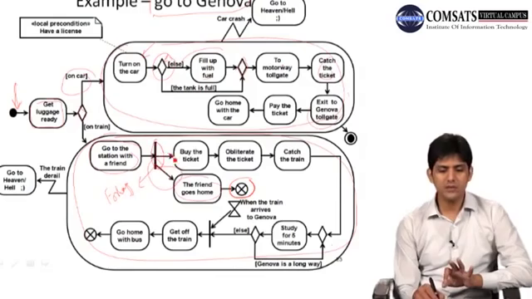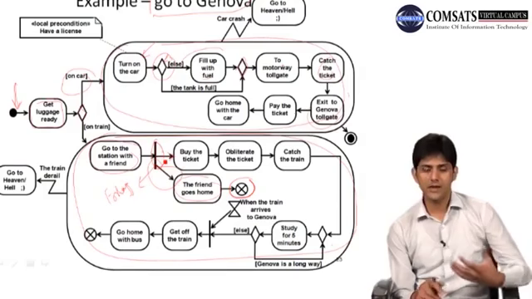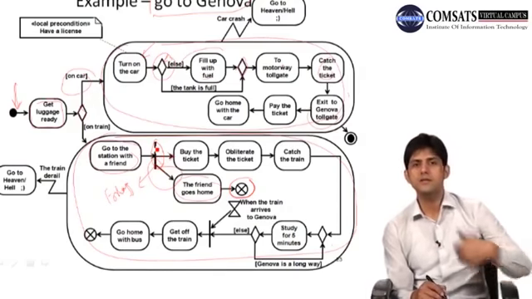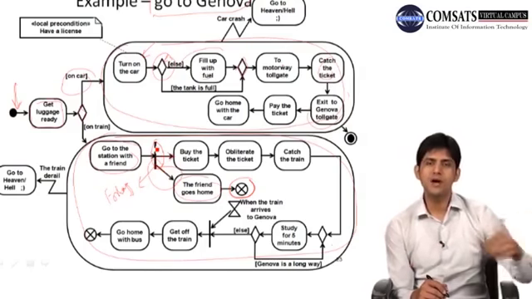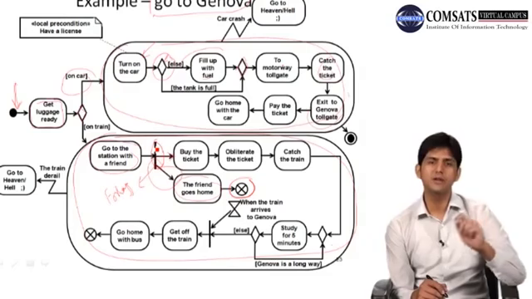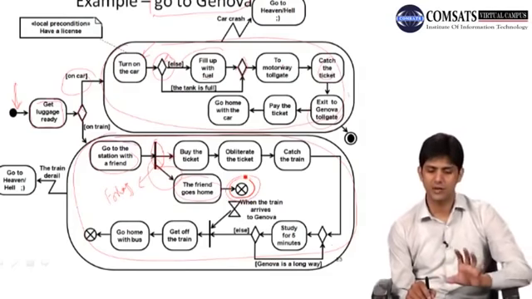So this is what we meant earlier when we said that we can represent parallel behavior in an activity diagram. Here is the parallel behavior: somebody has dropped you at the station, now you have to buy the ticket, board the train and travel wherever you are going, but your friend who has dropped you needs to go home. So his flow is also shown, the flow is finished for him.